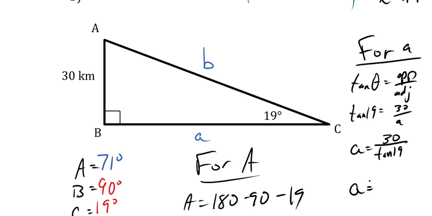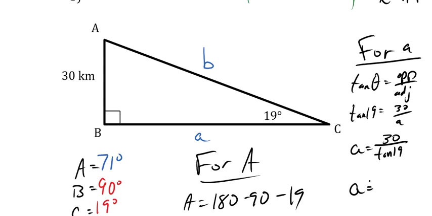I could use angle A, which is 71, but it's just some people get confused by that. 19 is on my diagram. I'm given 19. Just use that. So opposite of 19 is 30. A is adjacent, right? B is the hypotenuse. That's tan. So I use tan for A.